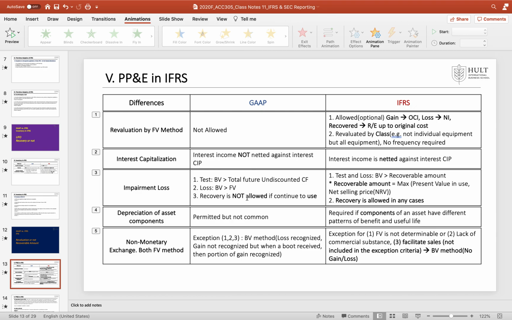We distinguish this recoverability for the previously impaired asset under GAAP. Recovery was not allowed if the company continued to use the asset. Once the company decided to dispose of this asset, then recovery is allowed under GAAP, only up to the original cost. You may remember this as one of the midterm topics.